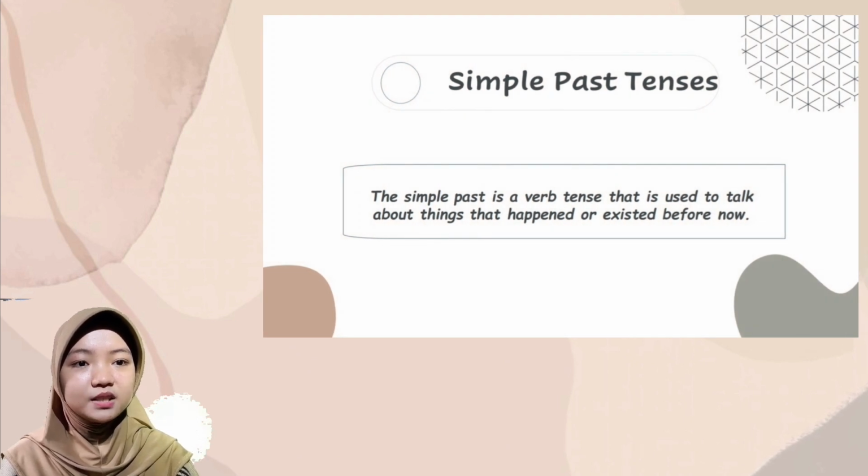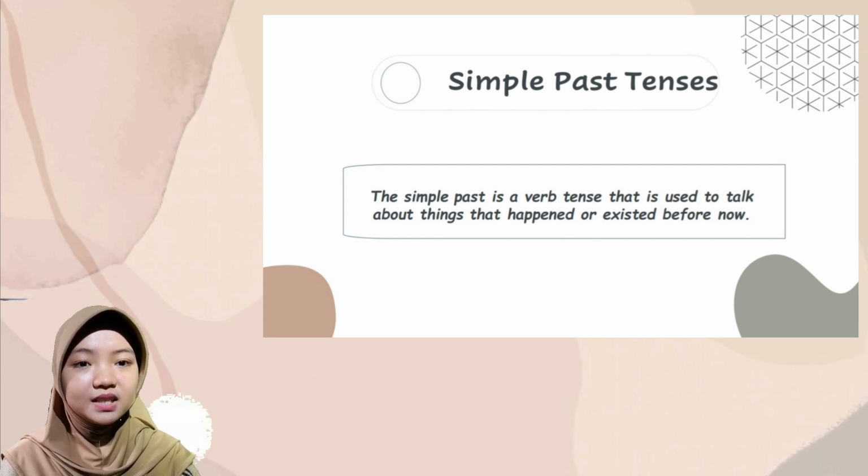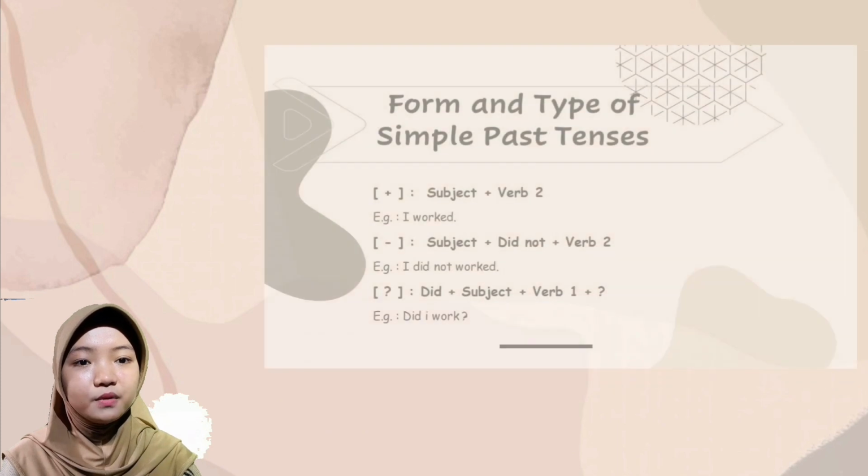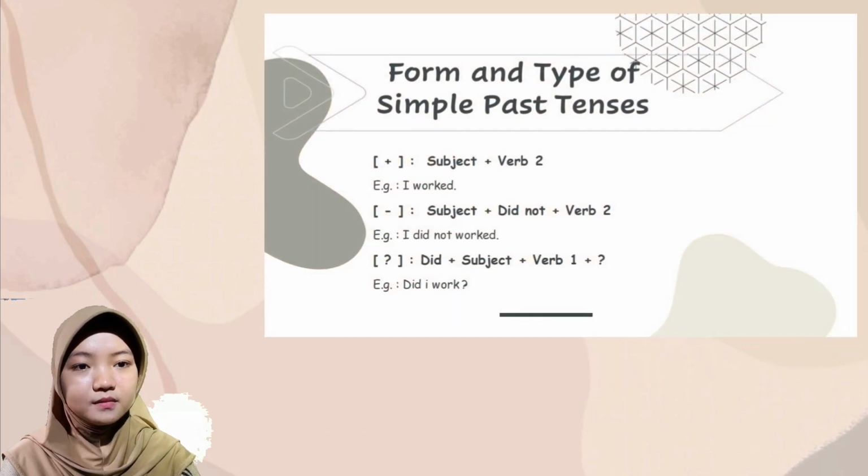The simple past is a verb tense that is used to talk about things that happened or existed before now. So whatever you are trying to describe that happened before now, you can use the simple past tense. We can talk about an action or an event or a situation that starts and ends in the past. Now let's look at how we form the simple past tense.